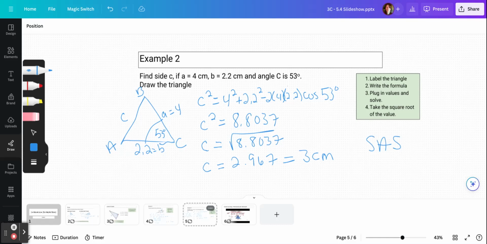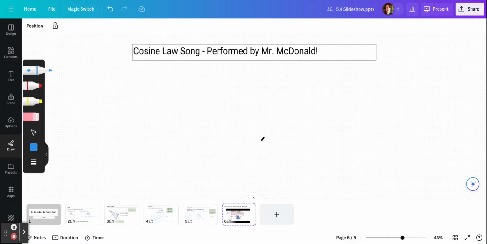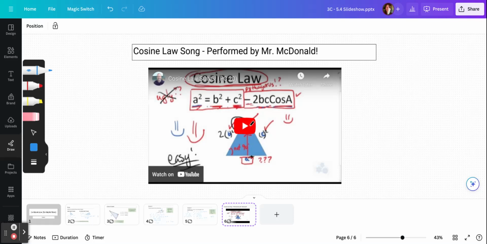The last thing I want to show you is there's actually a song that might help remember. So I'm going to start the song.